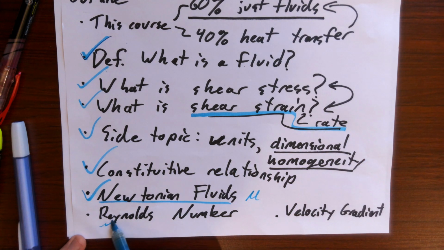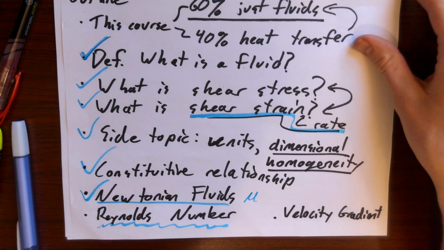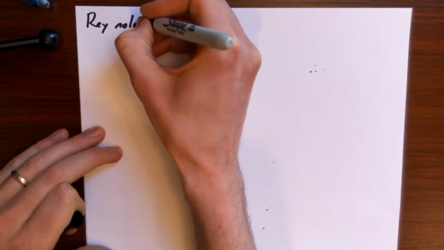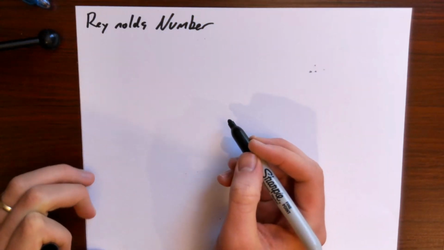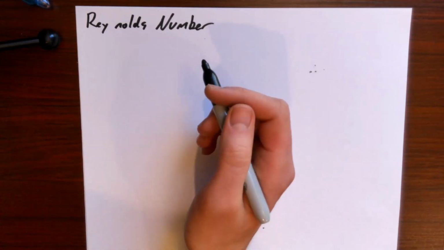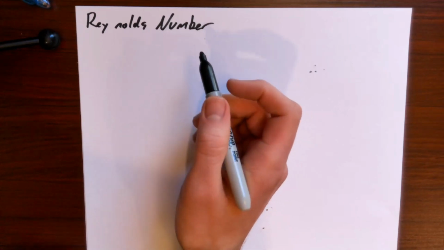Again, this is a little bit of a side topic, but you can't get too far in fluids without talking about the Reynolds number. All right, so let's talk about the Reynolds number, which is this cool example that involves both dimensional homogeneity as well as viscosity. So it kind of ties it together.